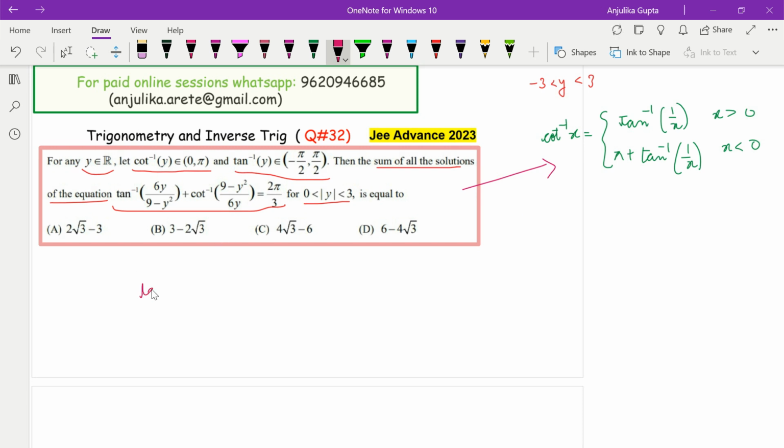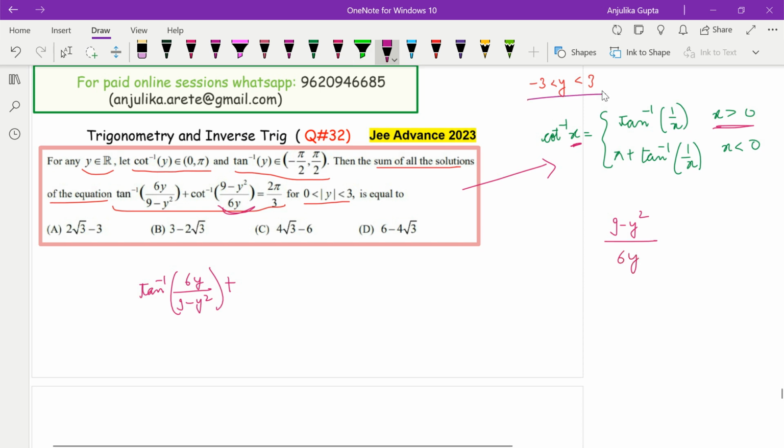Okay, now we are going to write tan inverse of this plus cot inverse of this, which would be tan inverse of the reciprocal only when your argument is positive. What is the argument? 9 minus y square over 6y. If your y is here, then 9 minus y square is all the time positive, right? And how about 6y? It will be positive only when y is positive. That means you are left with two cases. To lie in the first one, you want your y to be positive, then only the complete thing would be positive. So let's say case 1, okay?